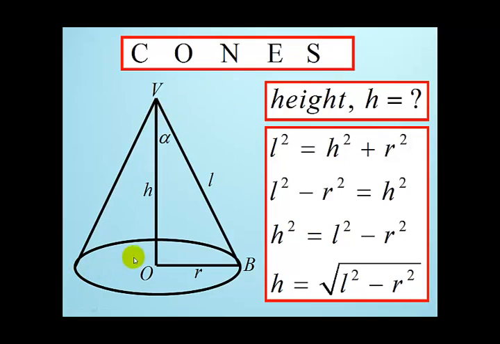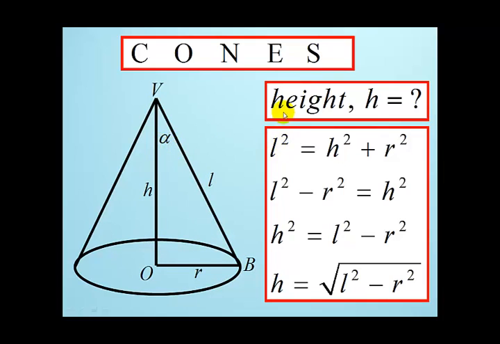Now considering the cone, VO is the height of the cone. VB is the slant height of the cone. And OB is the base radius of the cone. Alpha is called the semi-vertical angle.